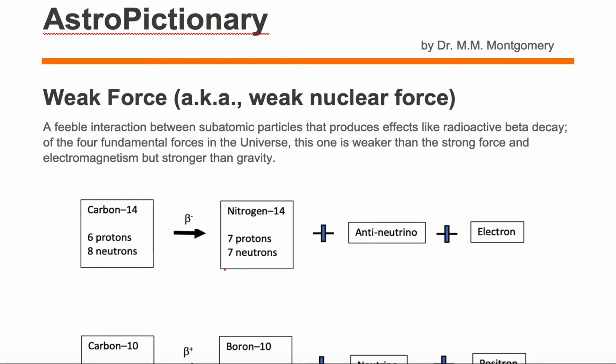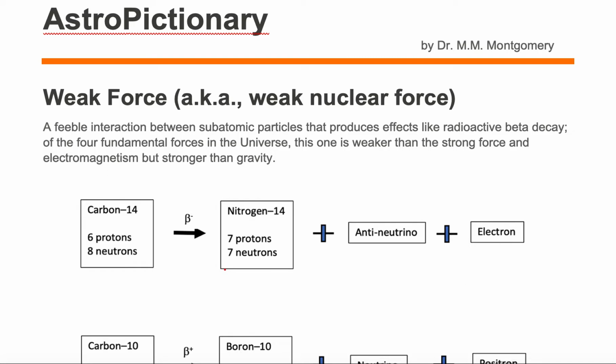Weak force, aka weak nuclear force, is a feeble interaction between subatomic particles that produces effects like radioactive beta decay. Of the four fundamental forces in the universe, this one is weaker than the strong force and electromagnetism, but stronger than gravity. Weak force is called an interaction because often the main result is a conversion of one particle into another and the creation of particles.